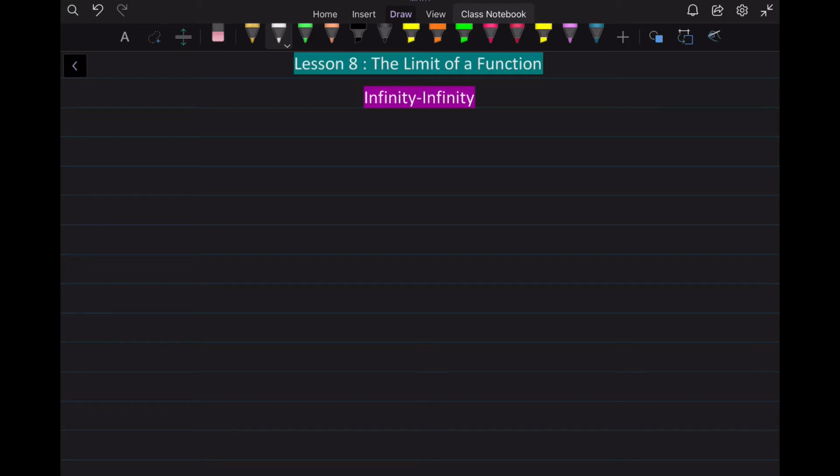We have been learning about the limit of a polynomial or a rational function as x approaches a for the past few lessons, where we know that this a is any real number. Now in this lesson we will learn to determine the limit of a function as x approaches infinity, or the limit of a function as x approaches negative infinity, if it exists.